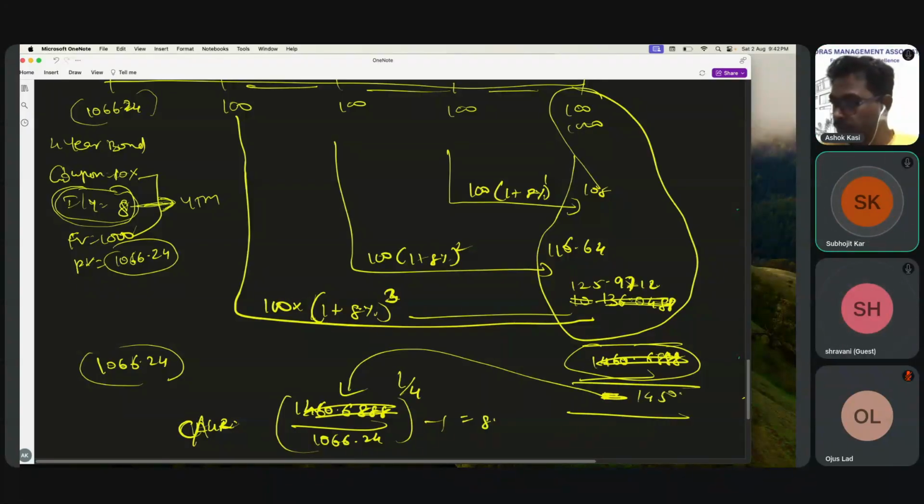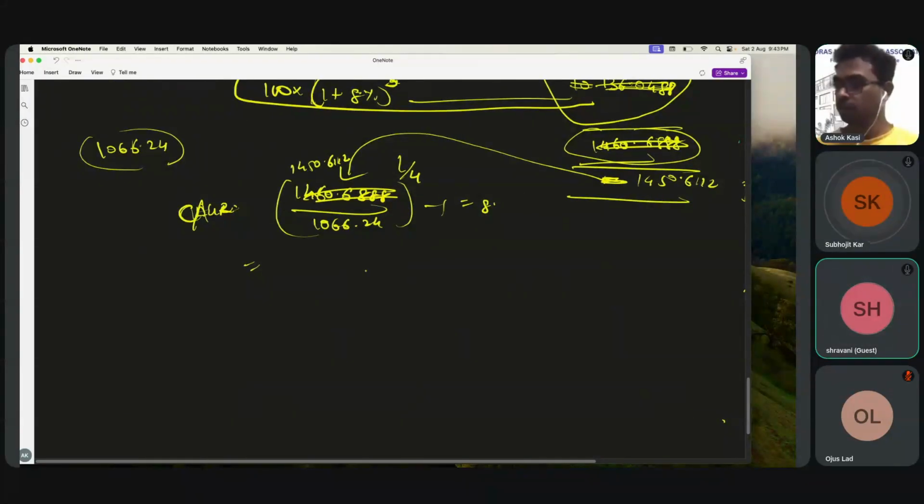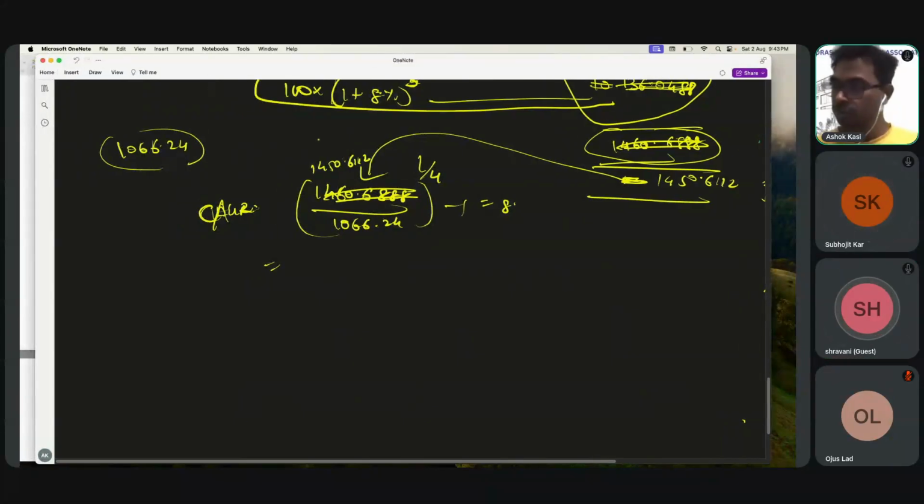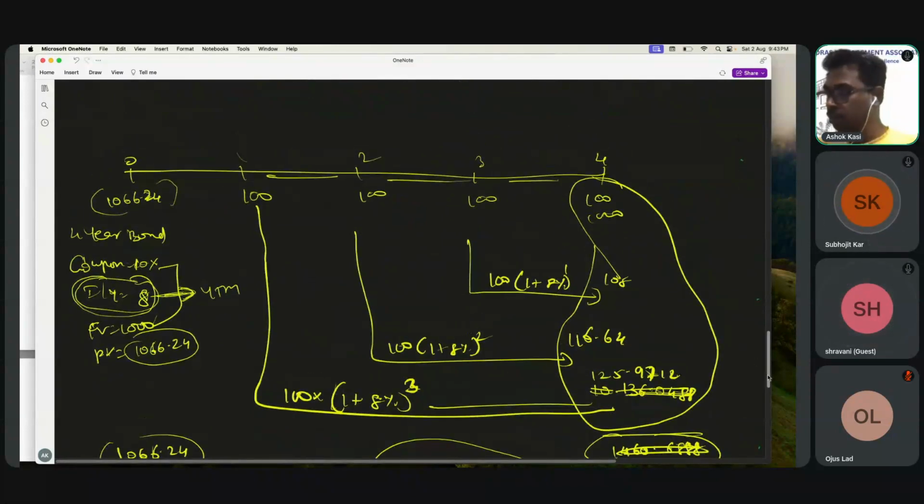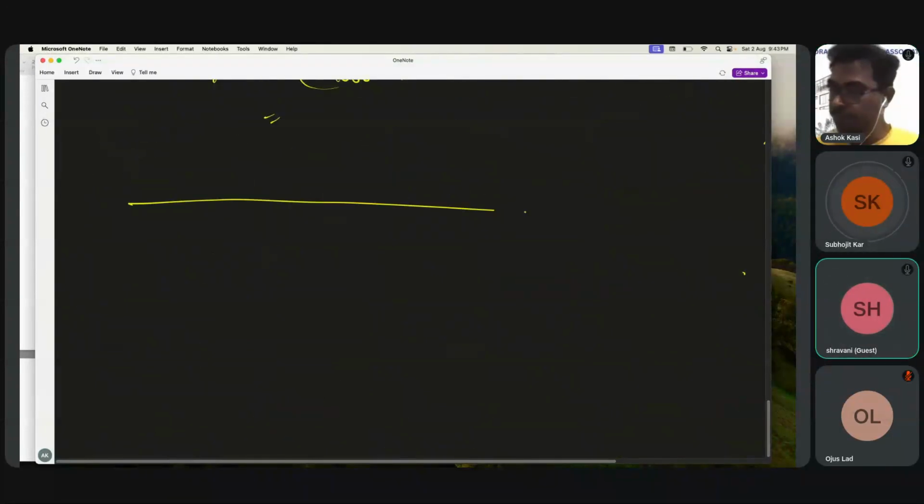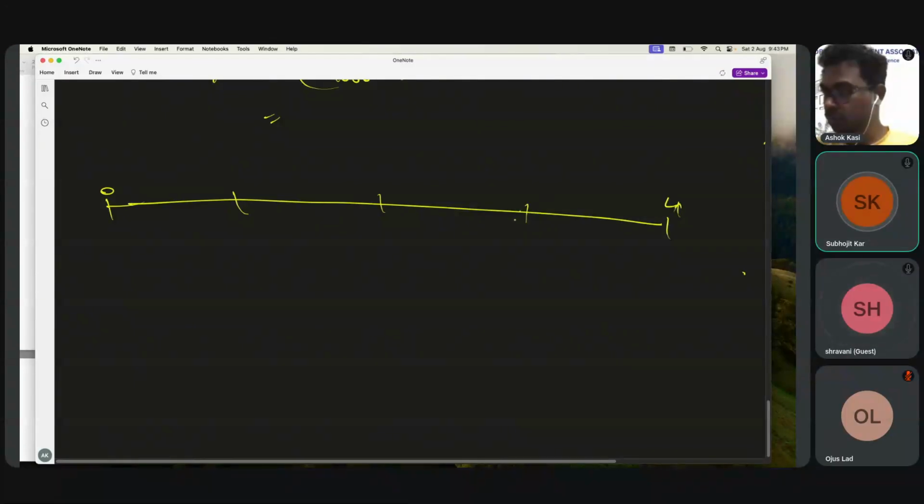It is 1450.6112. So this proves now, this is the long cut method that I did. The shortcut method will be what? The shortcut method is using CFO, with 1066.24.